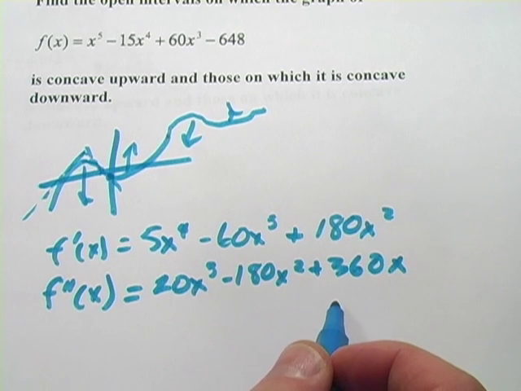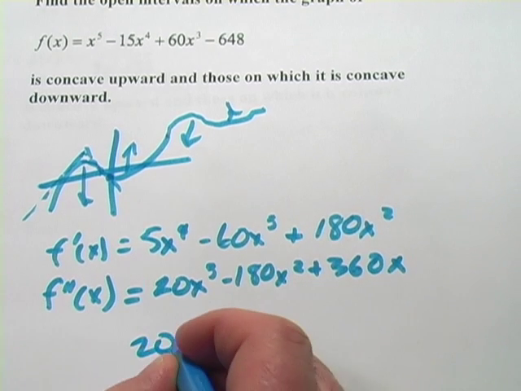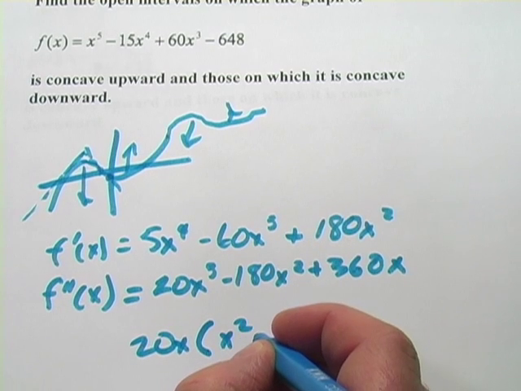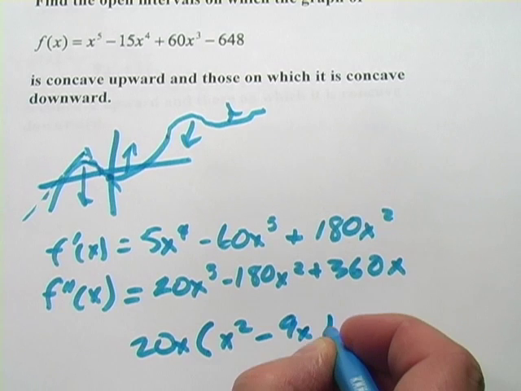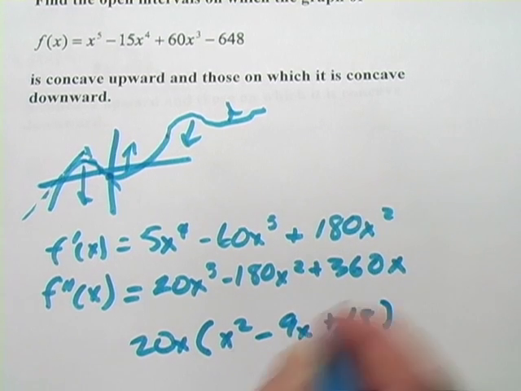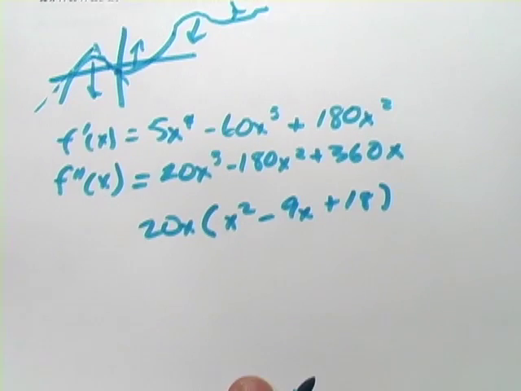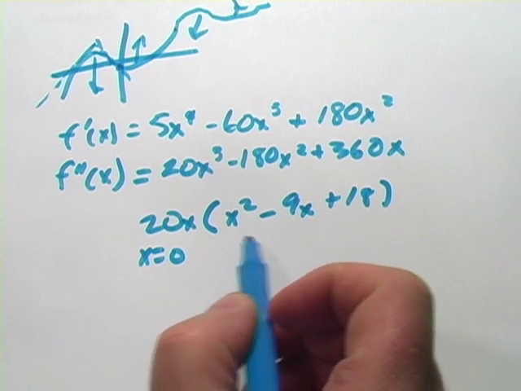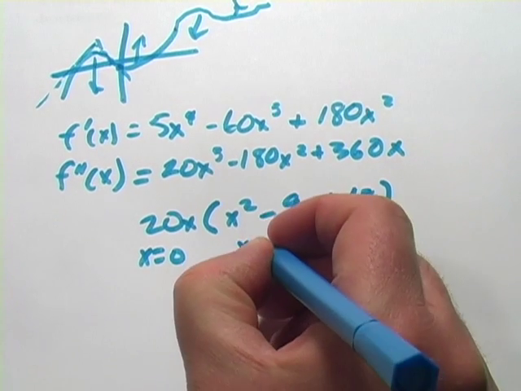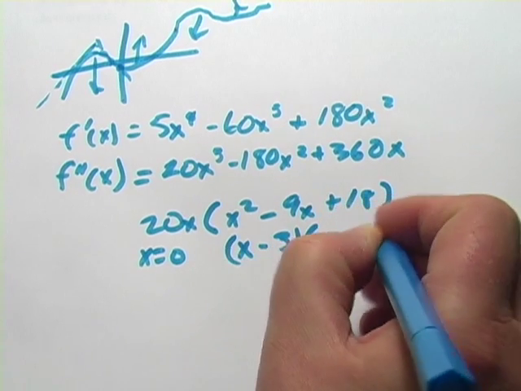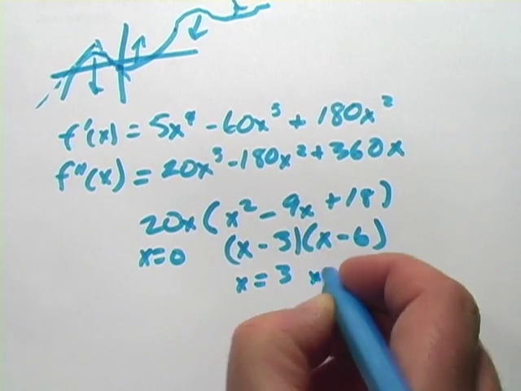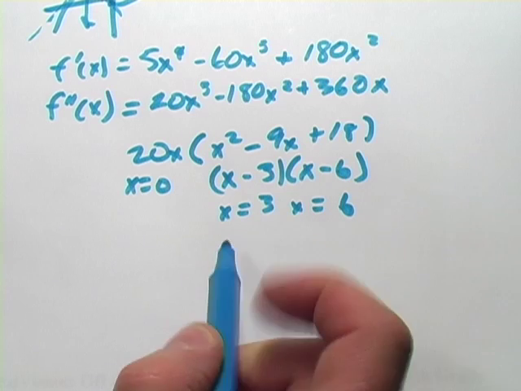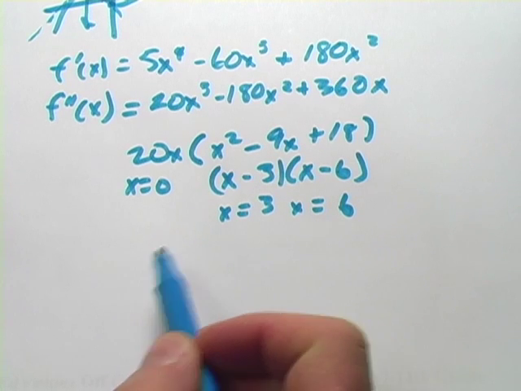We can factor this quite a bit. I can take a 20x out of everything, and that leaves me with x squared minus 9x plus 18, I think. And so this term right here gives us a factor of x equals 0. And then we can factor this: x minus 3, x minus 6. So we also have x equals 3 and x equals 6. So these are our inflection points, the places where we can look for concavity to be changing from up to down or down to up.